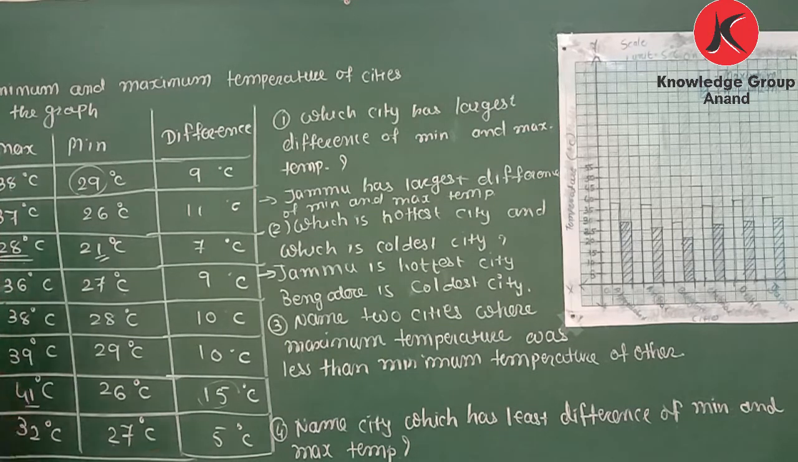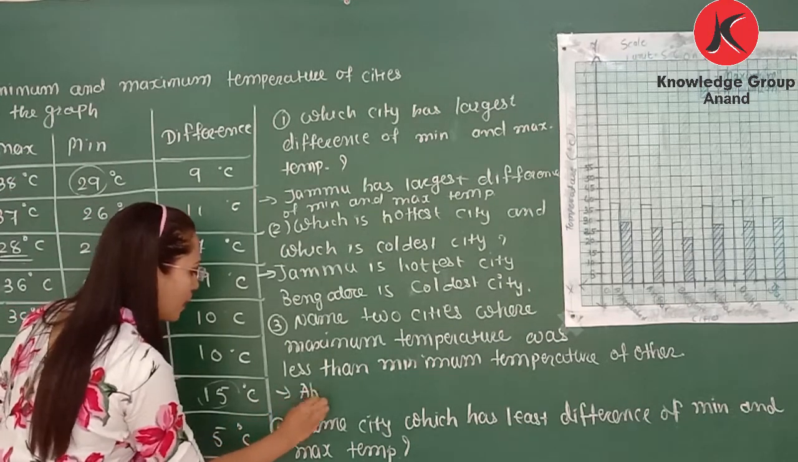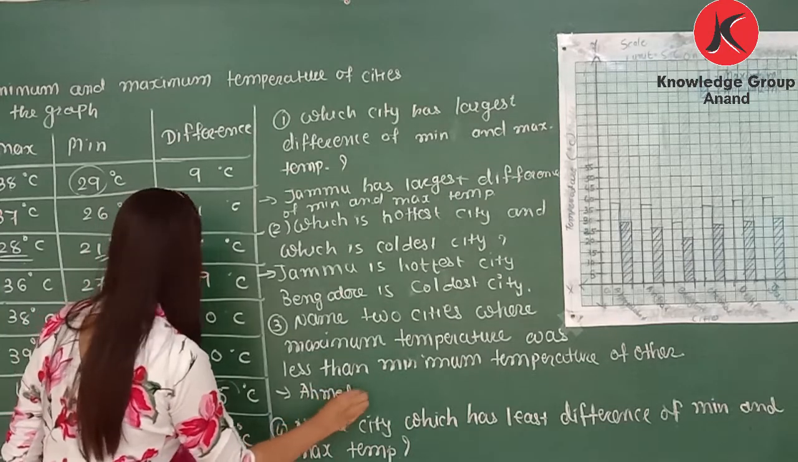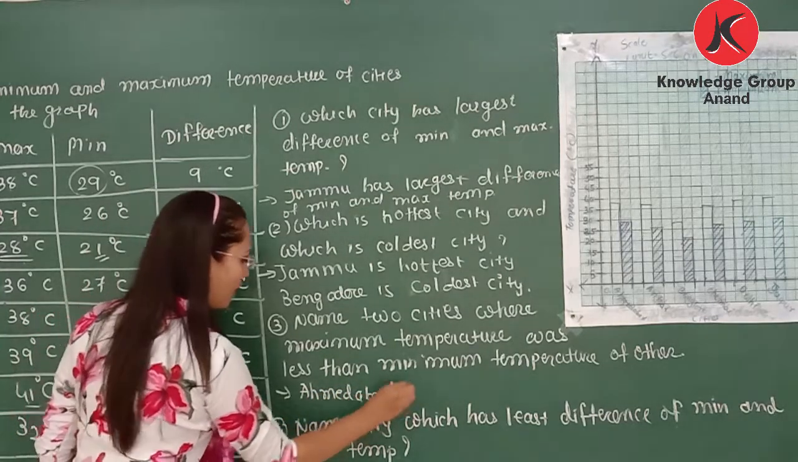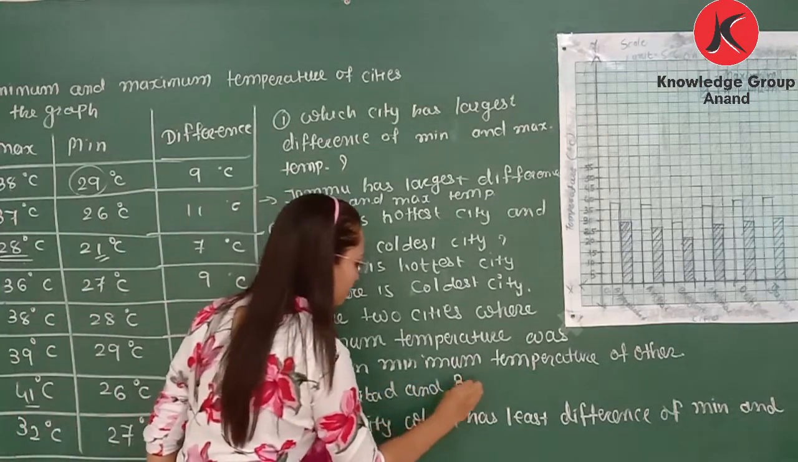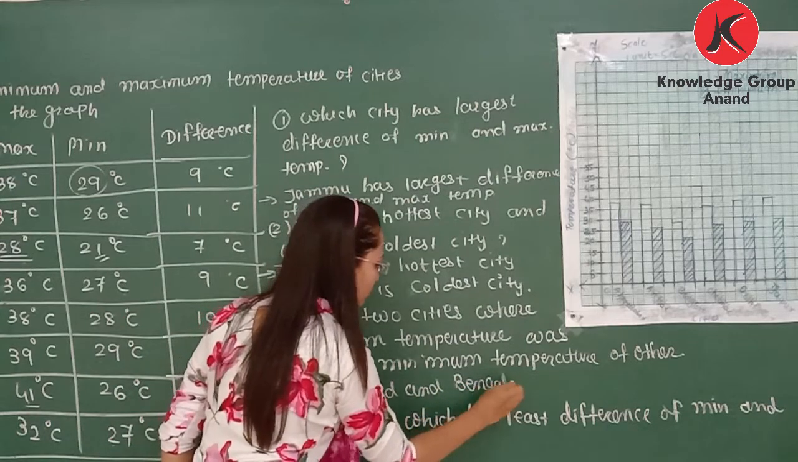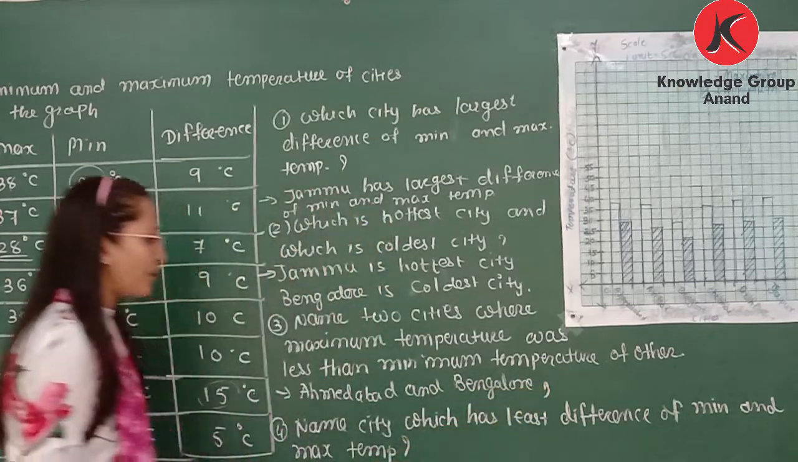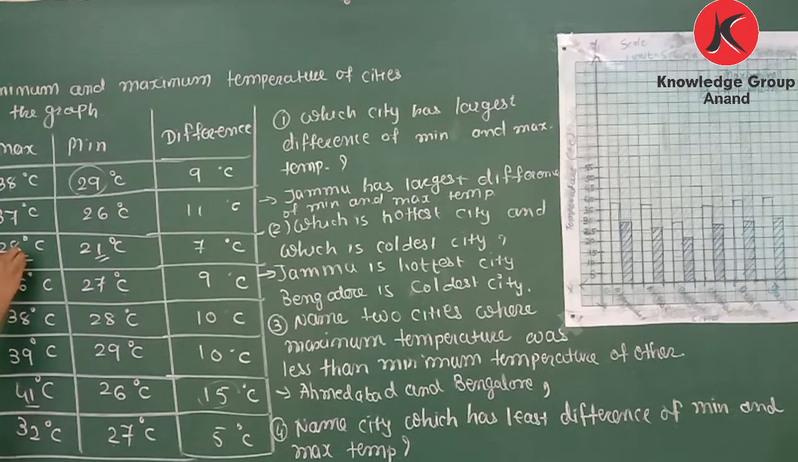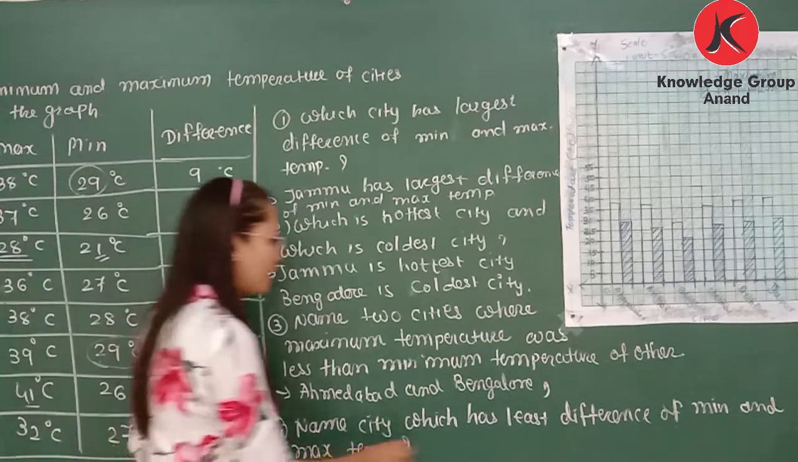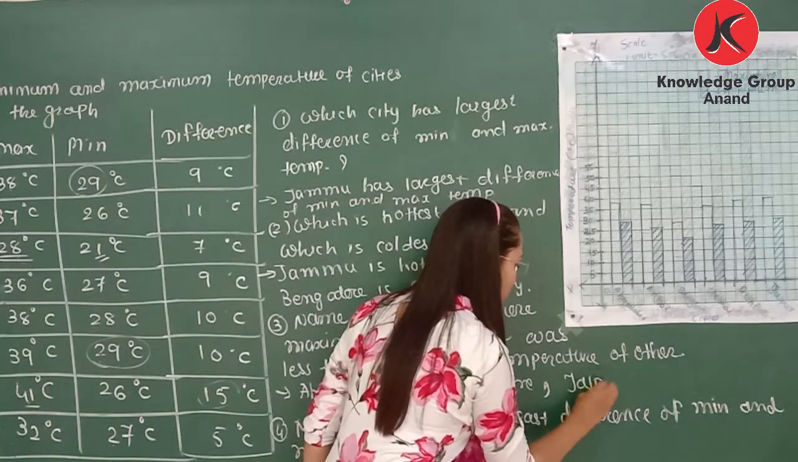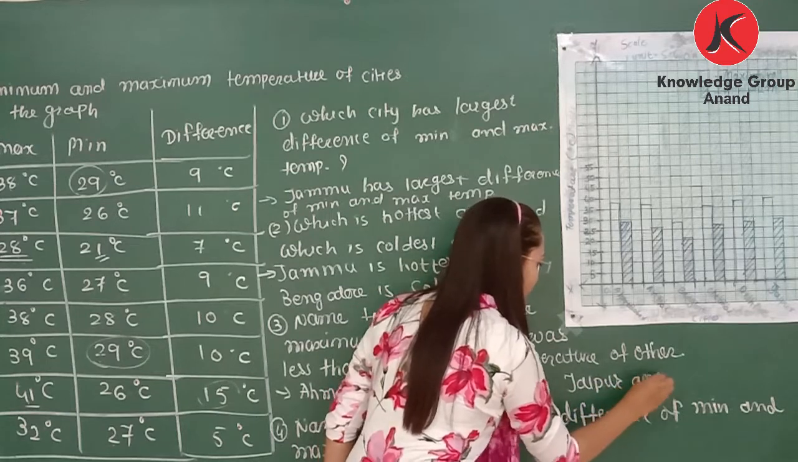That's why first pair is Ahmedabad and Bangalore, and second pair is, you can see Bangalore maximum temperature is also less than the minimum temperature of Jaipur. So second pair is Jaipur and Bangalore.